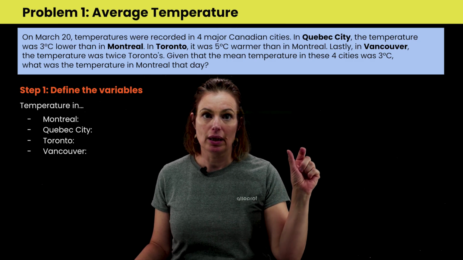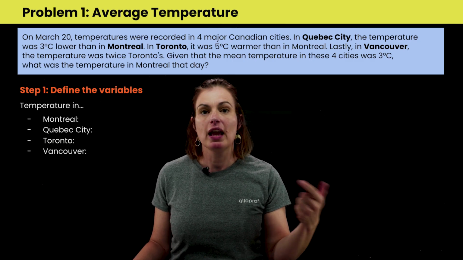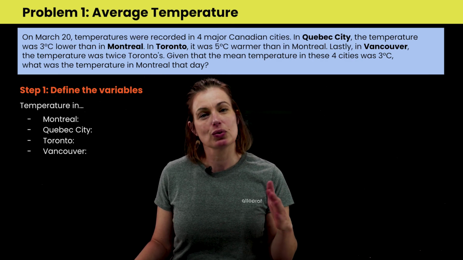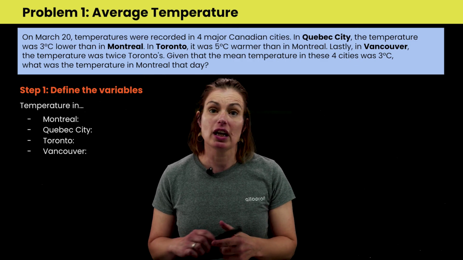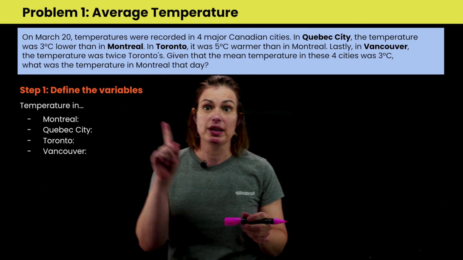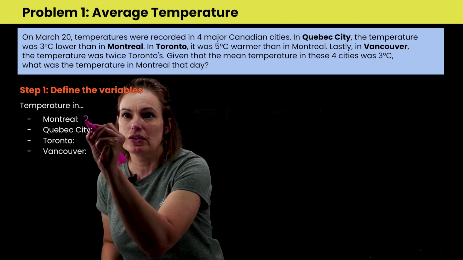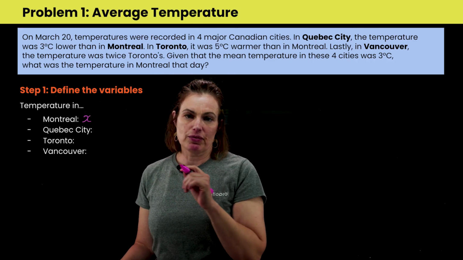So here I'm having the temperature in Quebec City being compared to the temperature in Montreal. The second part says, in Toronto, it was 5 degrees warmer than in Montreal. So once again, Toronto is being compared to Montreal. This is a good indicator that my variable is going to be the temperature in Montreal. So I'm just going to write my X right there next to Montreal. There we go. So now I'm ready to set up for the other ones.